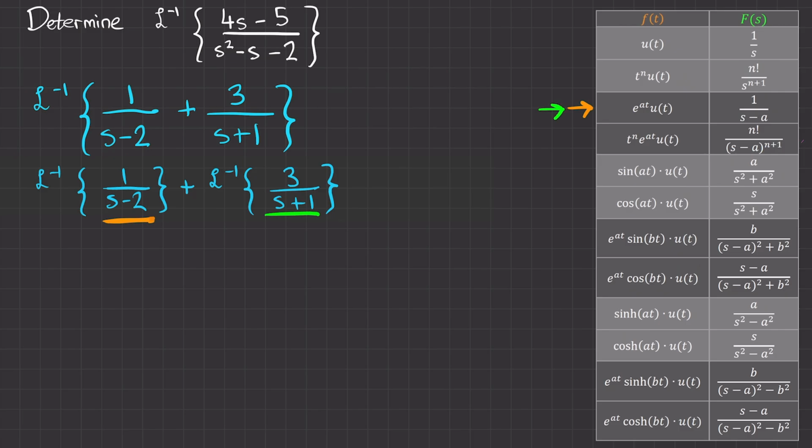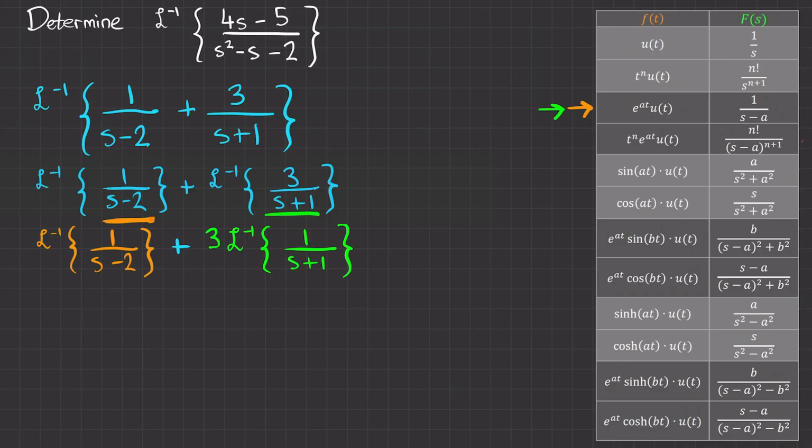The left orange part matches the expression exactly, which makes our life easier. However, the right green side has a numerical factor of 3 that's multiplied to it compared to the expression we need. Therefore, we can take a numerical factor of 3 outside of the expression, which overall leaves us with the inverse Laplace of 1 over s minus 2 plus 3 lots of the inverse Laplace of 1 over s plus 1.